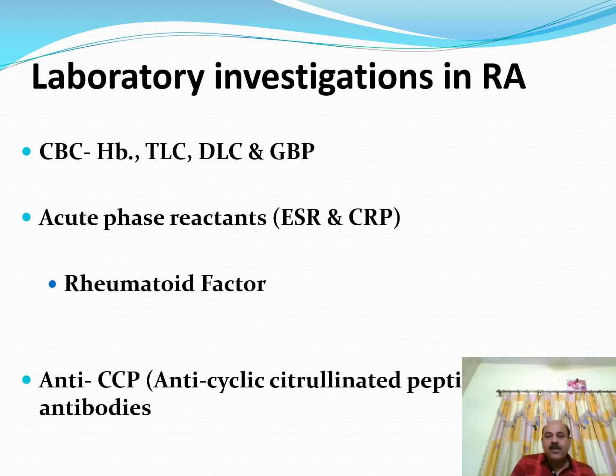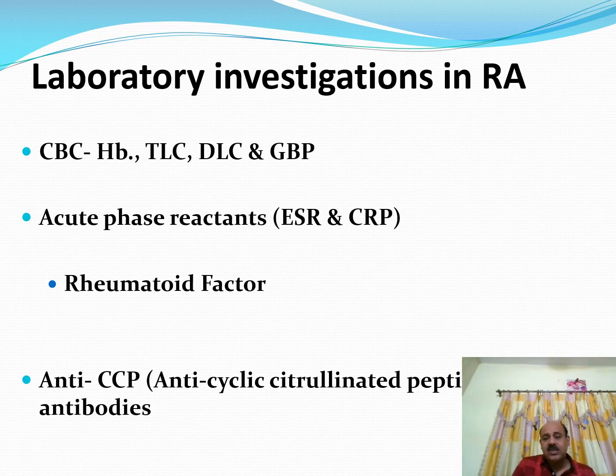Now coming to the lab investigations in RA. So many investigations can be done in RA. But basically investigations are done to confirm the diagnosis as well as to see the complications. Like we can go with CBC, including hemoglobin and general blood film. We can go with acute phase reactants like ESR, CRP, rheumatoid factors, and anti-CCP can be done.